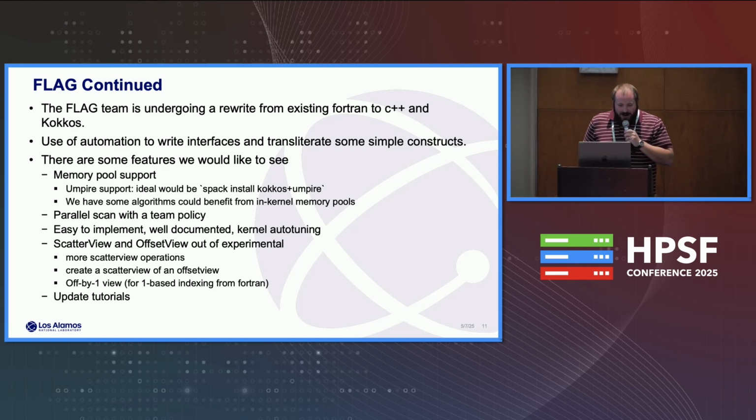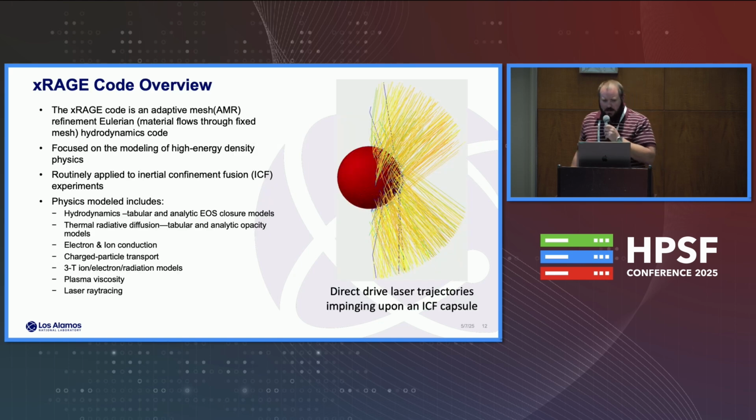Let's see here. Easy to implement and well-documented kernel tuning stuff. I've looked through some of the documentation and I get about as confused as I was before. And then we do use scatter views and offset views. Those are still located in the experimental namespace. The offset views are a lot for FORTRAN, one-base versus zero-base indexing. And then, some of our developers have used the tutorials and found some of them are a little out of date.